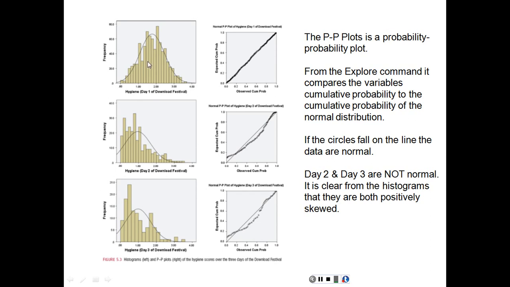And if you look at that normal curve, you can clearly see the difference here. Yes, that is pretty much a normal distribution, whereas day 2 and day 3 are both positively skewed.